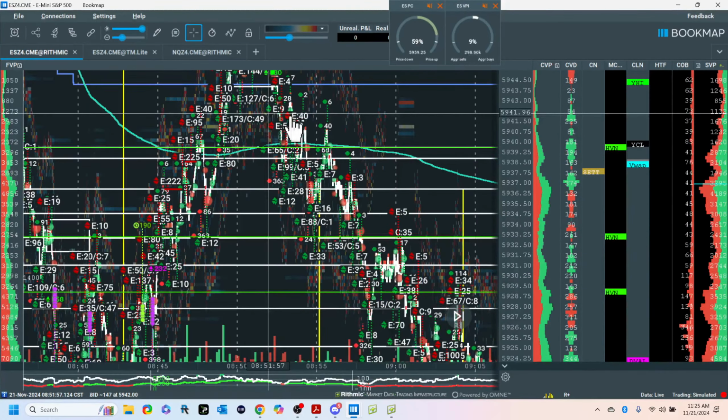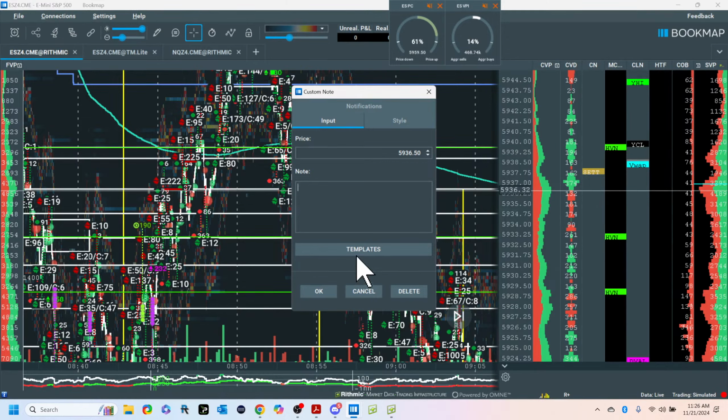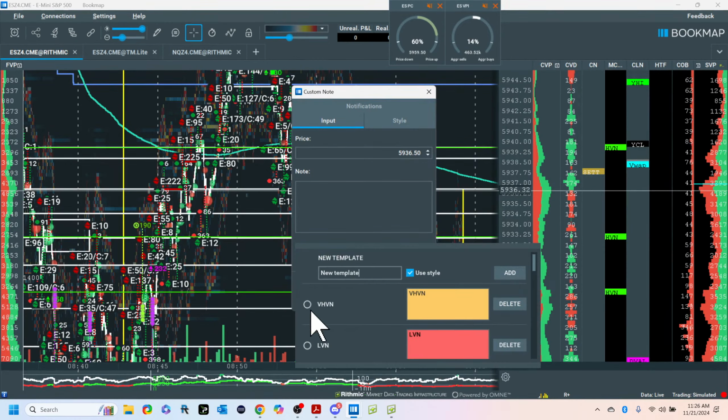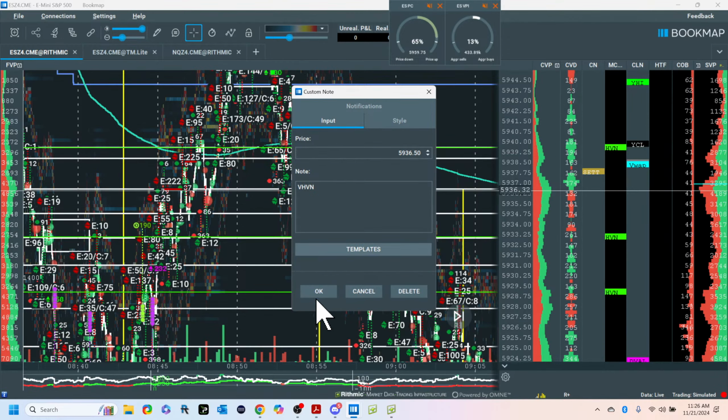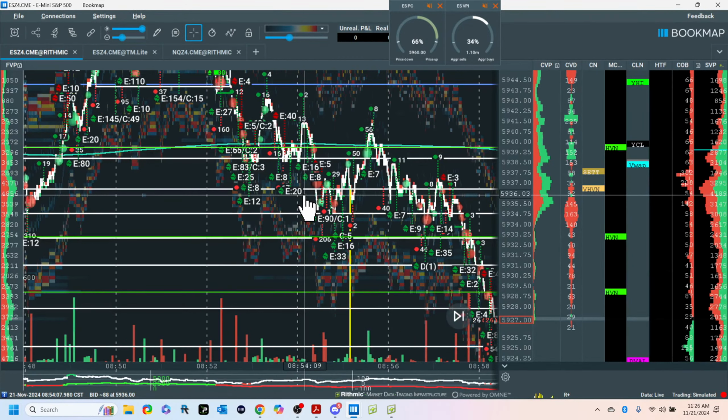Let's watch. VPOC migration. What I'm showing you is structure, and if you don't have a trade, you just don't have one. You don't do anything. If you can't deal with that, then this trading is going to be problematic for you. So this was the breakout.